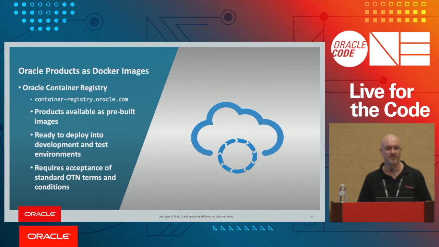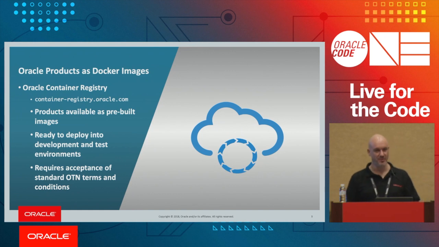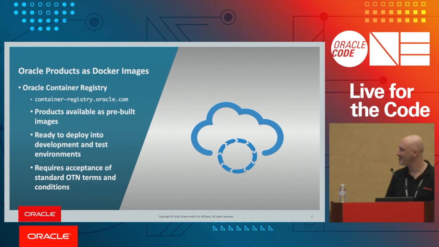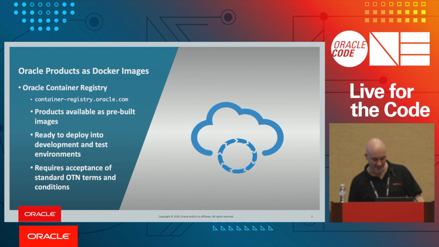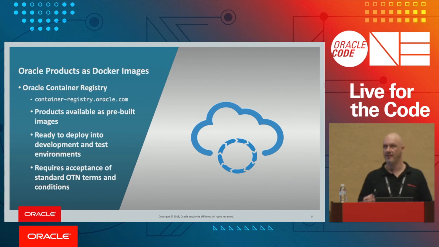You can go docker pull containerregistry.oracle.com/database/enterprise and get a fully running Enterprise Edition container, which is pretty nifty. And it's certainly a lot faster than having to set all this stuff up yourself. And this is all along our commitment to moving our products into a more cloud-native environment.